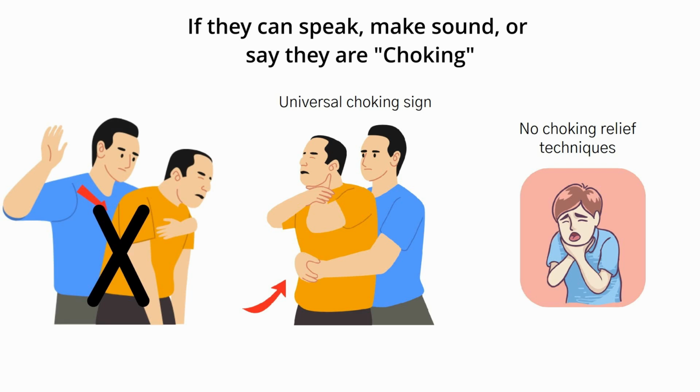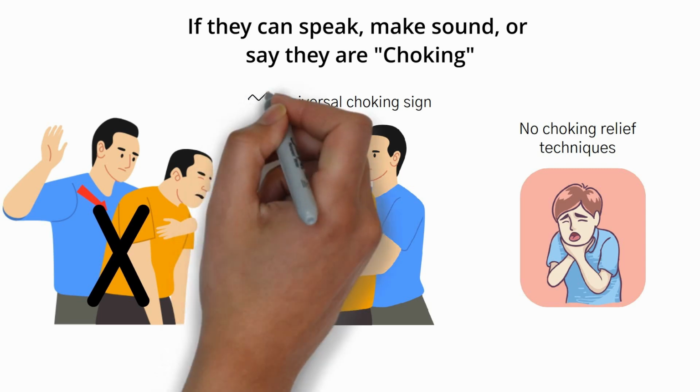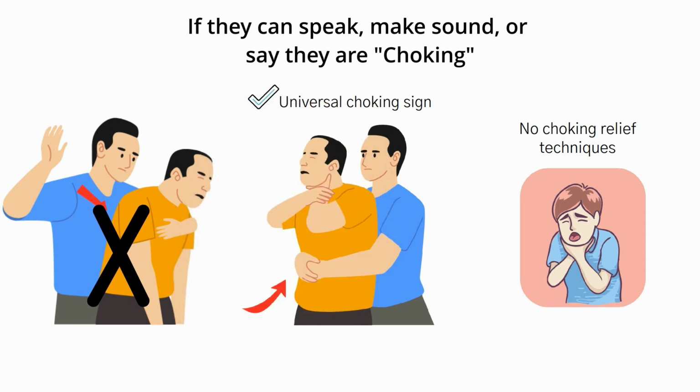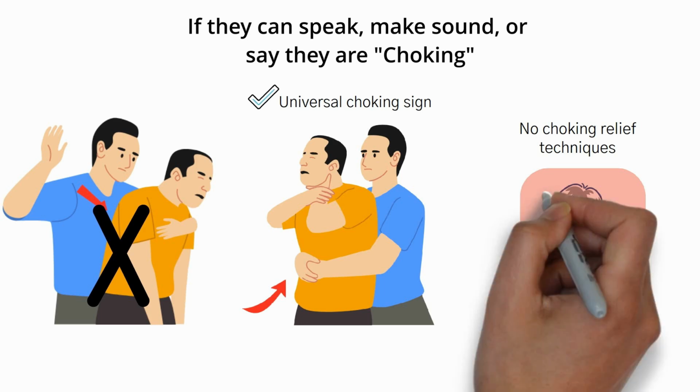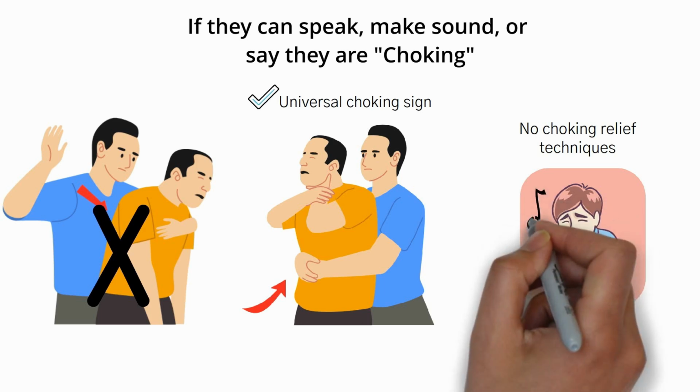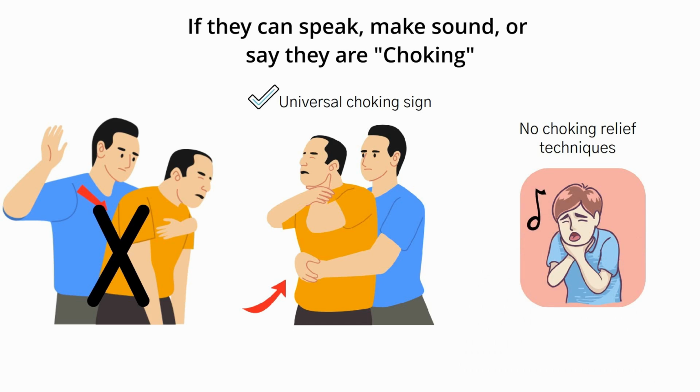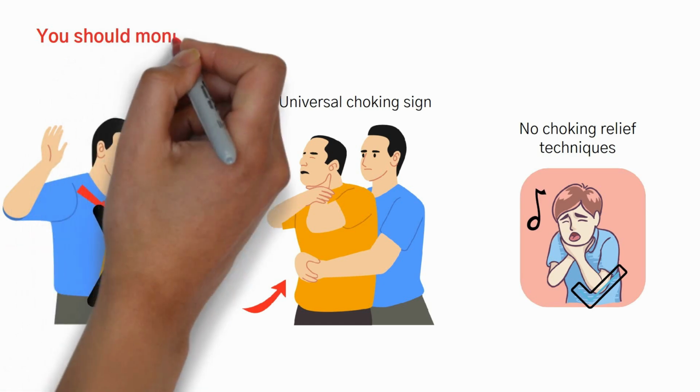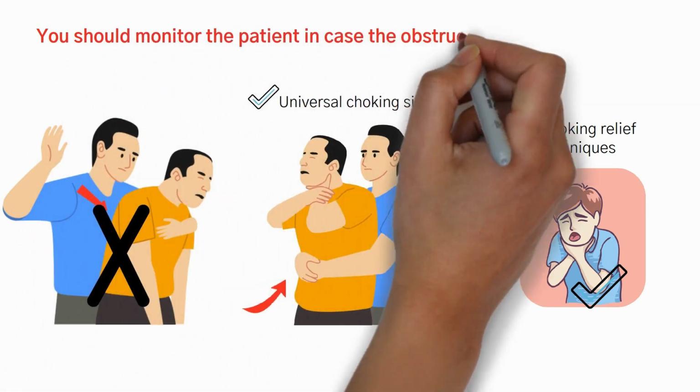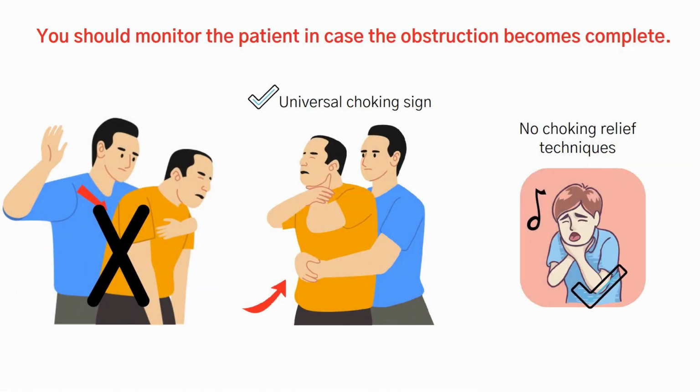Doing choking relief techniques on a patient who does not have a complete airway obstruction will not help and will only hurt the patient. So again, if a patient says they're choking or looks like they're choking, but is able to speak or make sound, then you should encourage them to try to cough up the object on their own. You should also wait with them and monitor them in case the obstruction becomes complete.